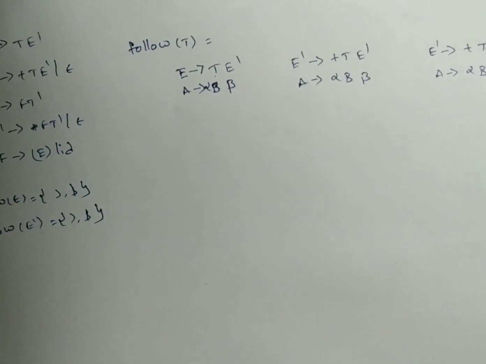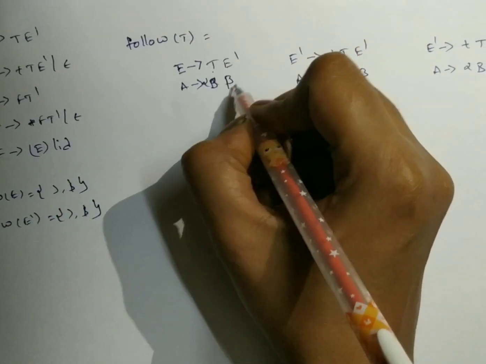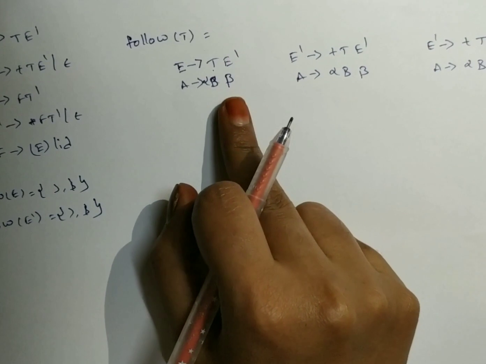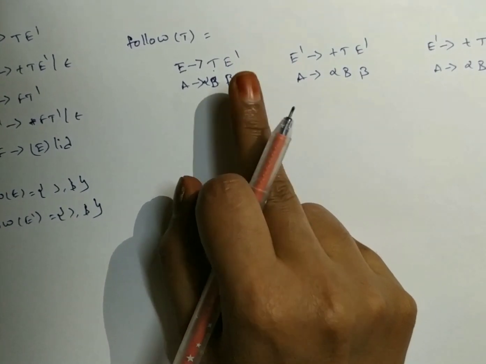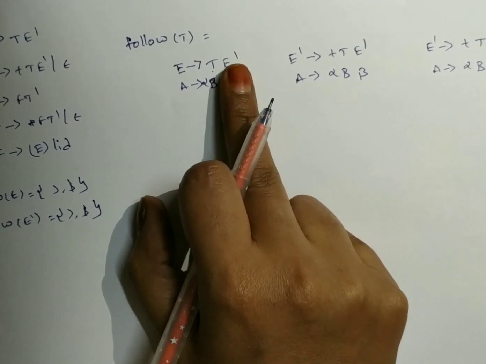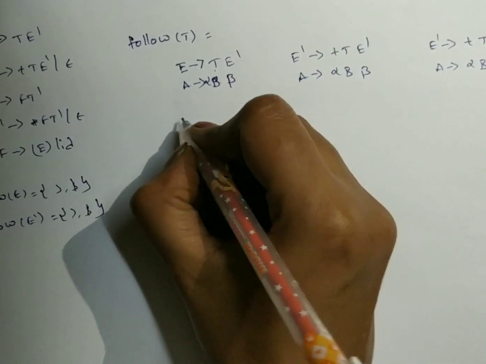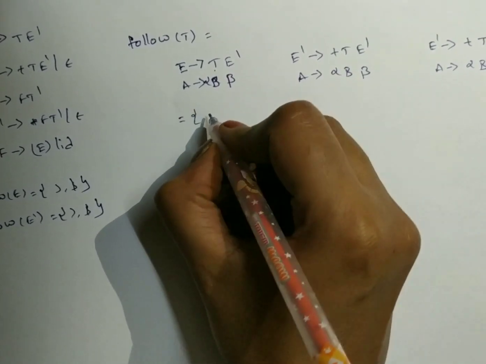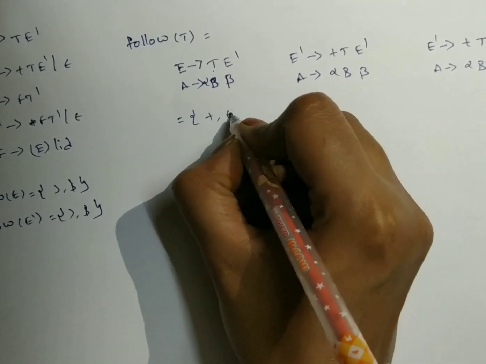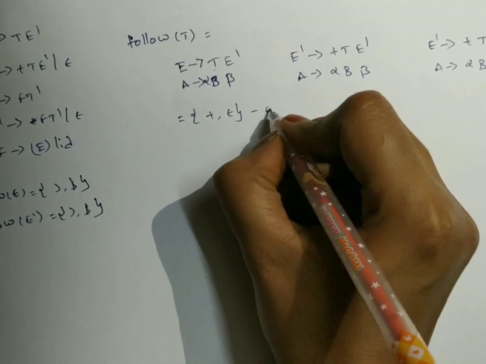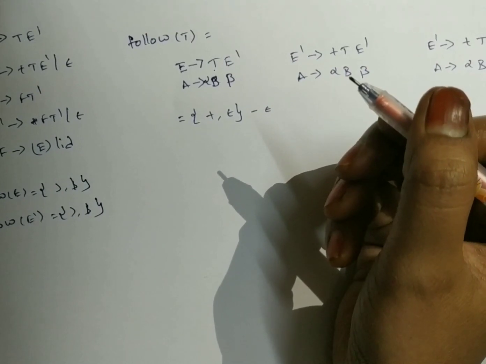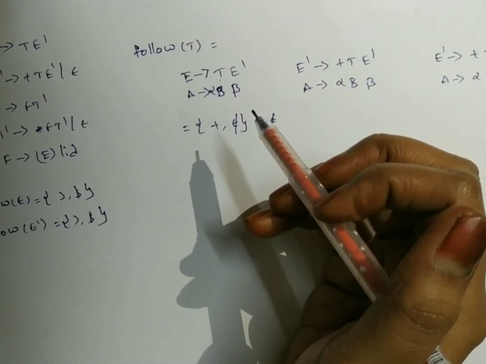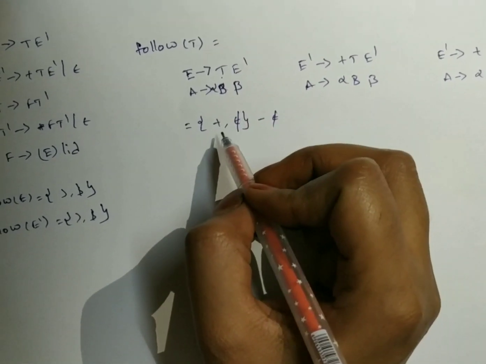In that case, the first of E dash will be the follow of T. Okay. It satisfies the second condition. So the first of E dash. In the first of E dash we have plus comma epsilon. We need to eliminate the epsilon, so I am minusing it with epsilon. So the remaining value will be plus.